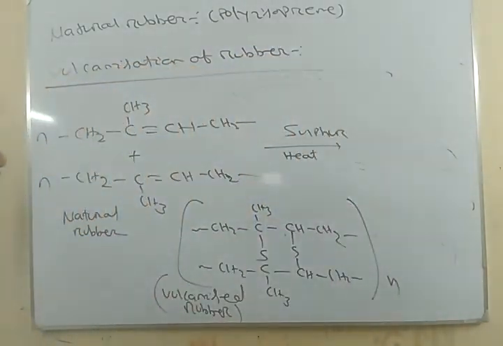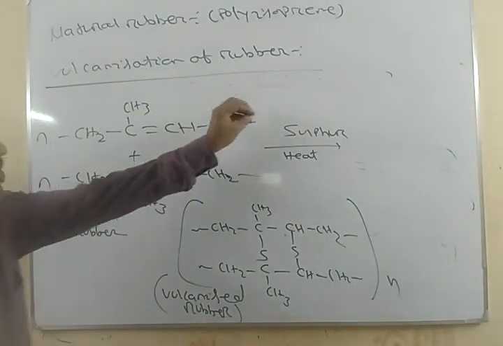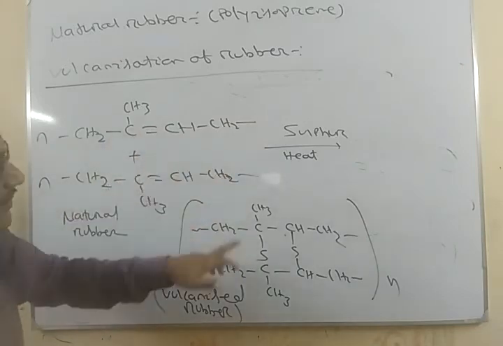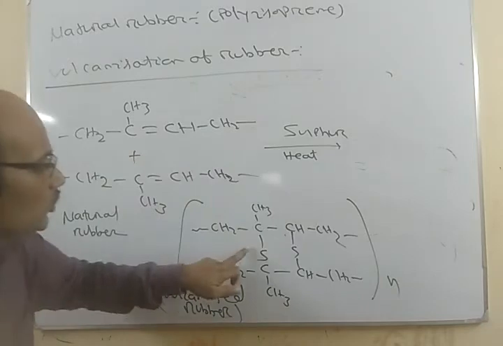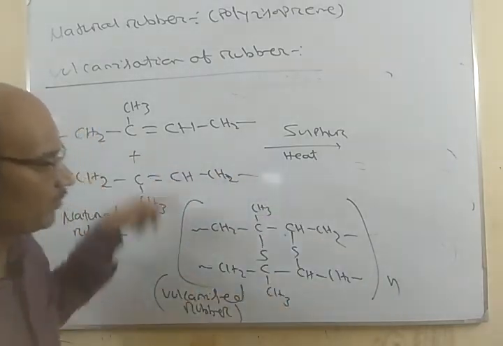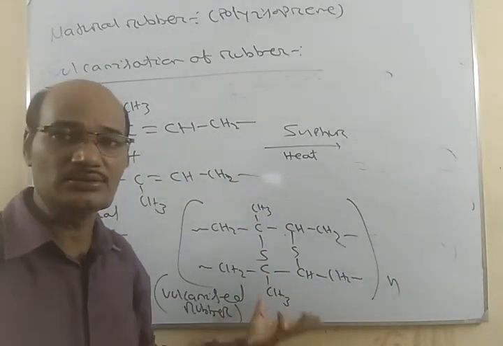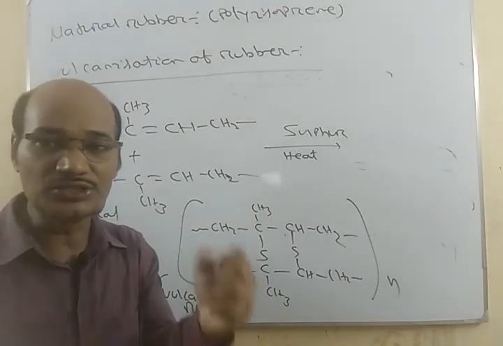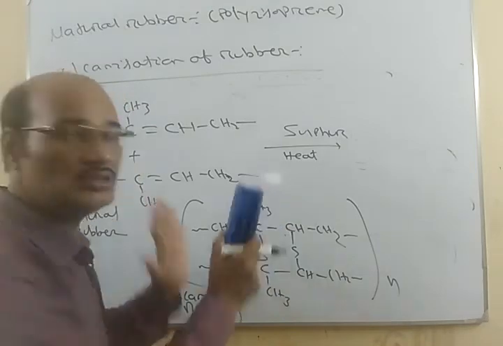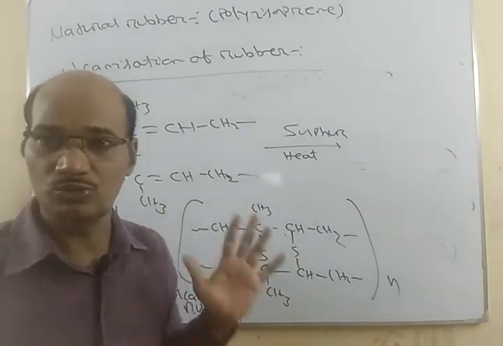So here you see sulfur atoms are being attached to these two polymer units to form a cross-linked polymer. This is increasing the strength of the rubber and decreasing the softness, so that we can use the rubber for different purposes.